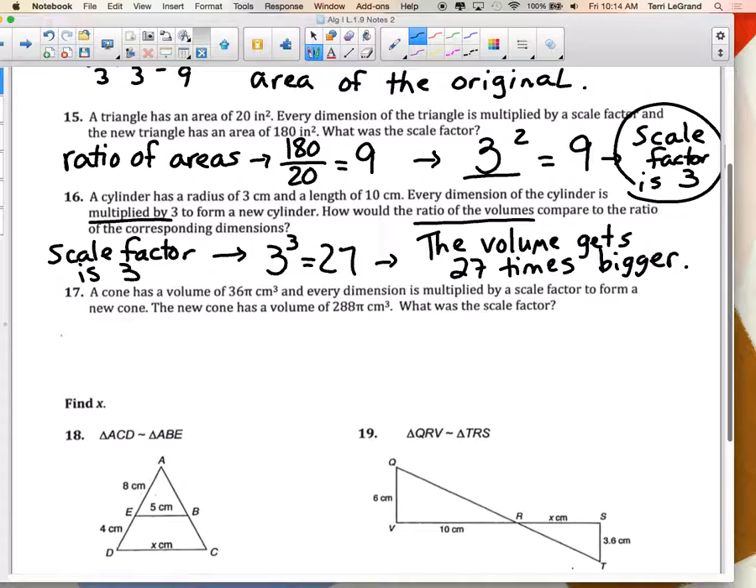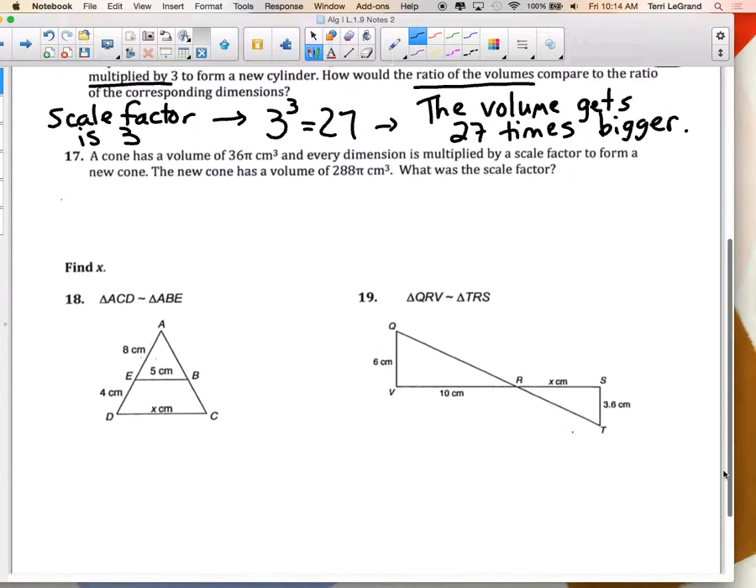So we have this little cylinder, 3 centimeters by 10, and every dimension is going to get multiplied. The radius is going to get multiplied by 3, the height is going to get multiplied by 3, and wow, we have a cylinder that is 27 times bigger, not just 3 times bigger. Okay, one more of these.